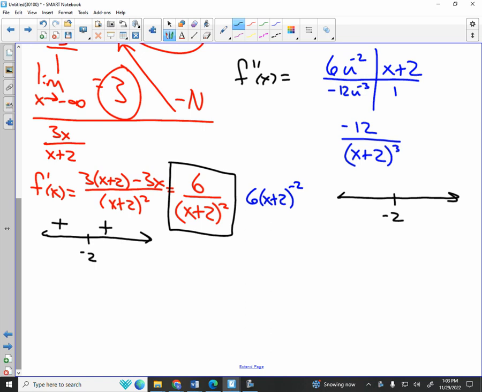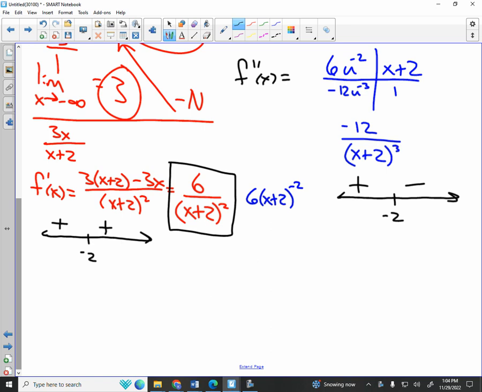Sure, let's plug in negative 3. Negative 3 plus 2. Negative 1 cubed. Negative 12 divided by negative 1. That's a positive. What's a number to the right of negative 2 to plug in? And I get negative 12 over 2 cubed. Is that going to be positive or negative? Negative.